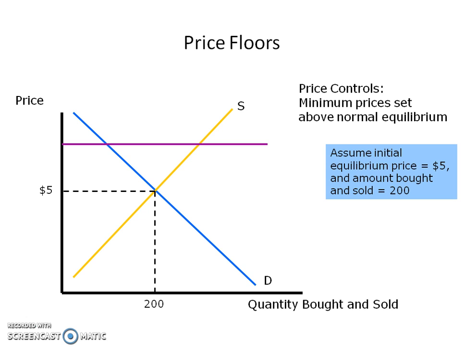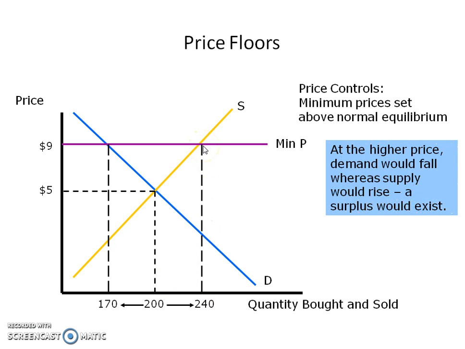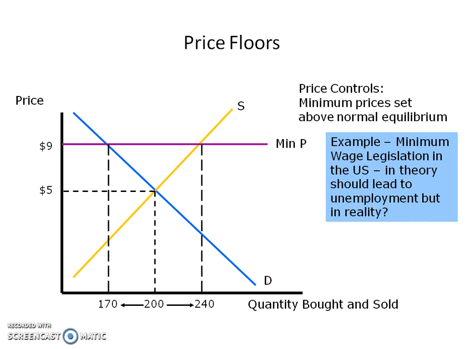Now let's say that the government steps in and sets a minimum price of $9. The result of this is that the quantity demanded would fall to 170 and the quantity supplied would rise to 240. So as you can see here, where the price crosses the demand curve, 170 people want to buy this product at $9, and 240 people are willing to sell it. So the result of this is a surplus. The surplus in this instance is 70.